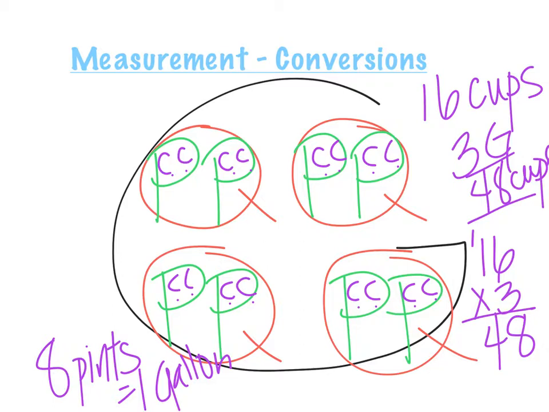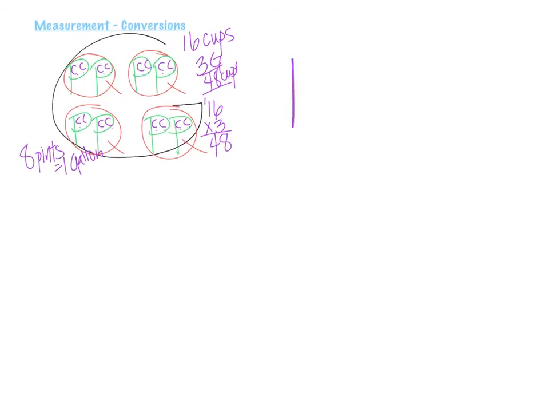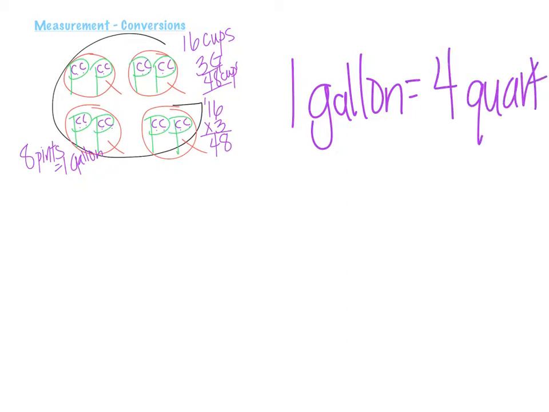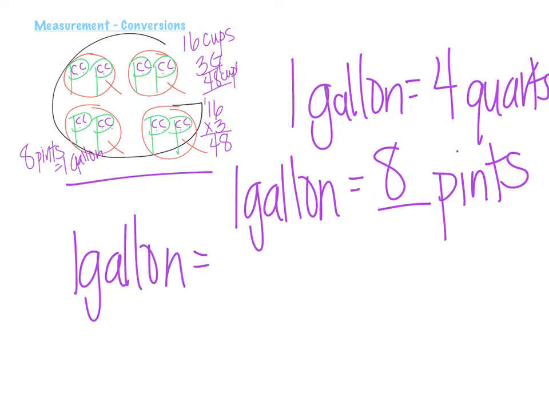So 1 gallon equals 4 quarts, and I can see it just by looking at my big G. There's 4 red Q's. 1 gallon equals how many pints? Just count your greens. Good, 1 gallon equals 8 pints. 1 gallon equals how many cups? Just count your purple C's. How many did we have? Good, 16.